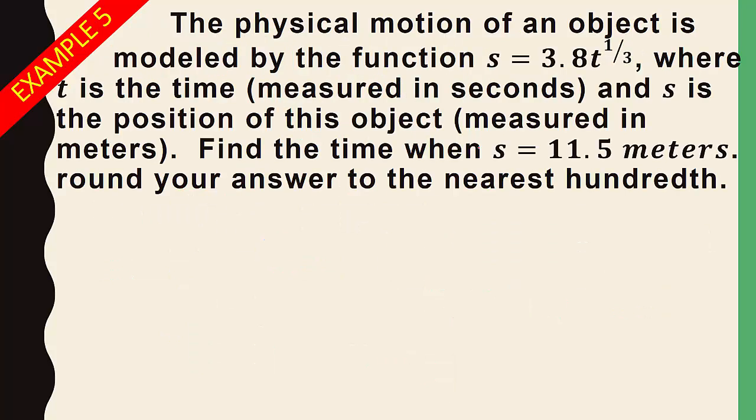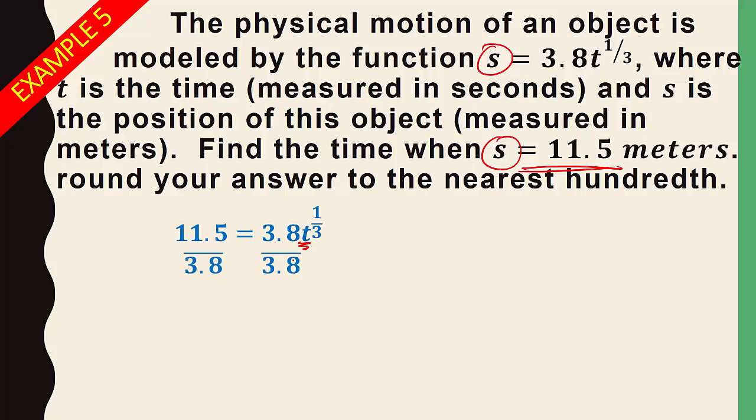And then finally, the physical motion of an object is modeled by the function s equals 3.8 t to the 1/3 power, where t is the time, measured in seconds, and s is the position of this object, measured in meters. Find the time when s equals 11.5 meters and round your answer to the nearest hundredth. So we're going to take our formula, except we know that s is 11.5. So we're going to replace s with 11.5. Now notice we only have one variable in it, so we should be able to solve for that.